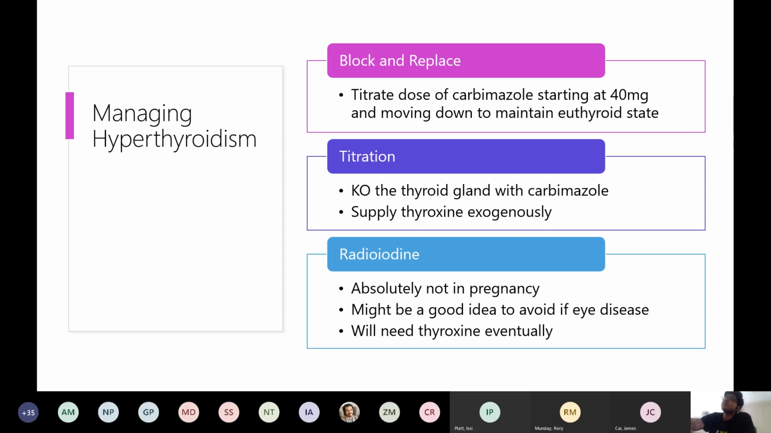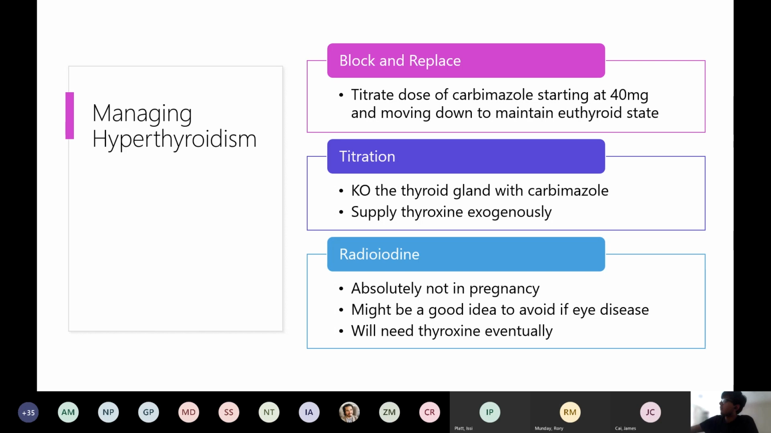Block and replace is where you completely knock out the thyroid gland, and all of the thyroid hormone in their system you're going to replace exogenously using thyroxine. I've written these down the wrong way around, sorry. And then titration is the opposite, where you start at 40 milligrams of carbimazole and you give them enough to maintain a euthyroid state. I'll correct these in the slides at the end before I send it out. So these are the opposite.